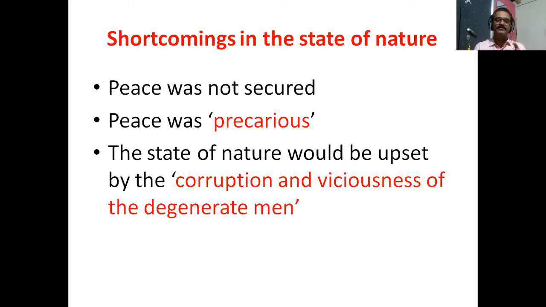There are a few corruptive elements which are always ready to disturb the peace that was available during the state of nature. Therefore, the peace was precarious. Precarious was of limited nature. When it would be disturbed, nobody knows. So they were in fear of the state of nature, and the peace with which the state of nature was identified would be disturbed. That was the danger. That was the fear. That was how the peace was not secured in the state of nature.